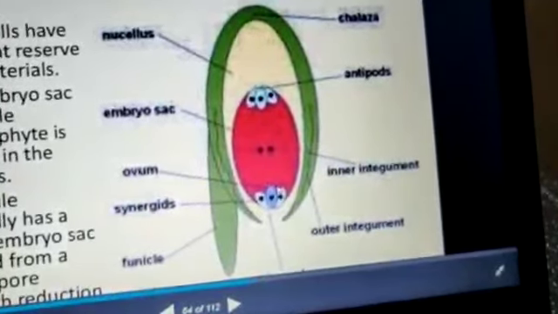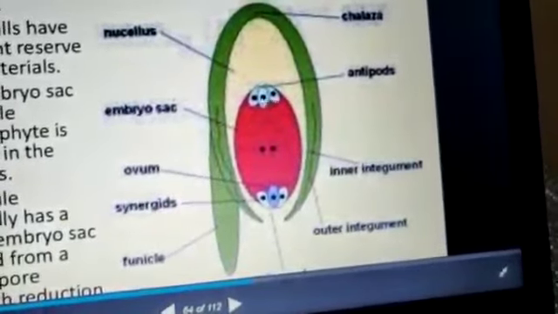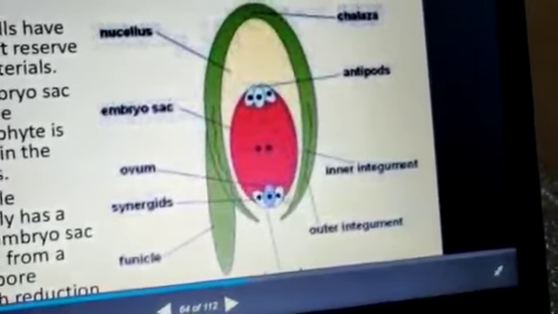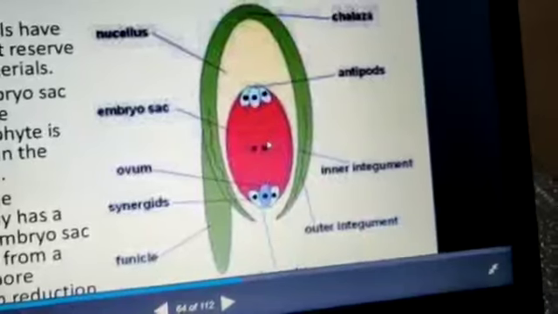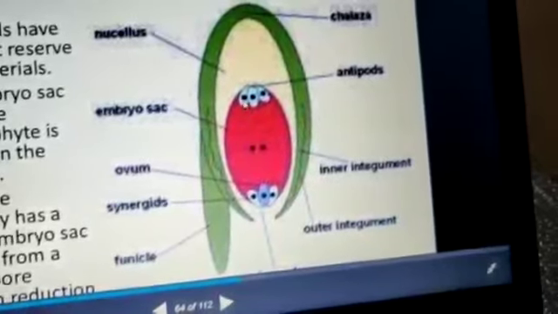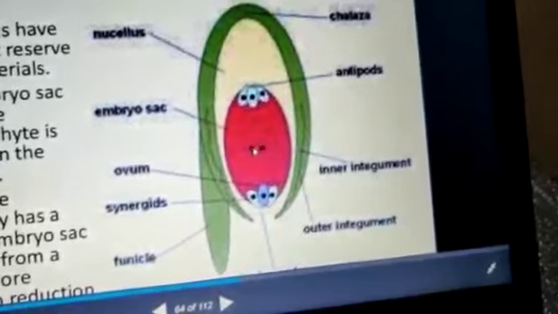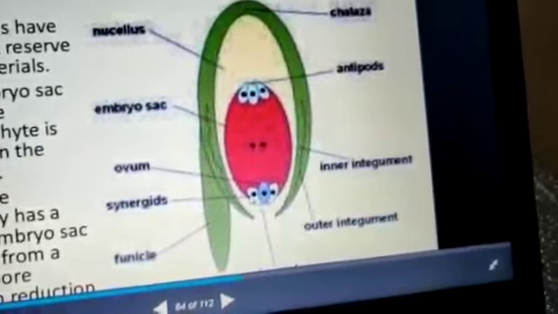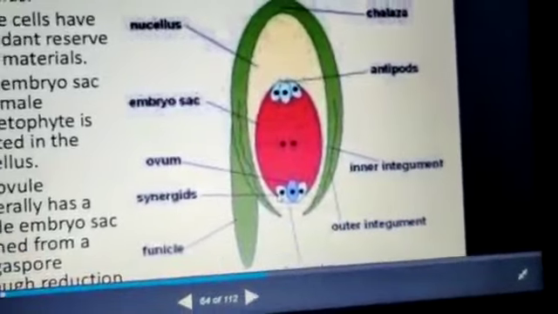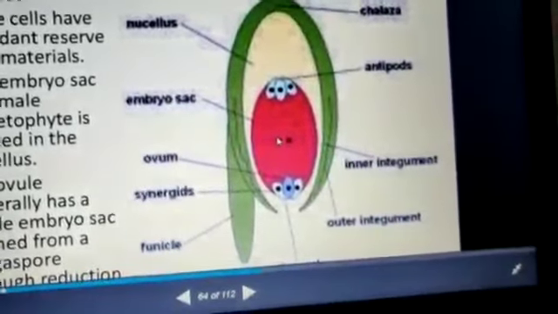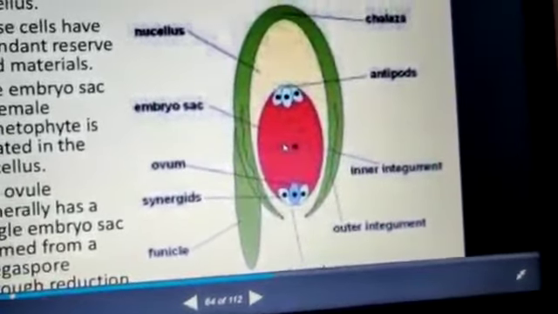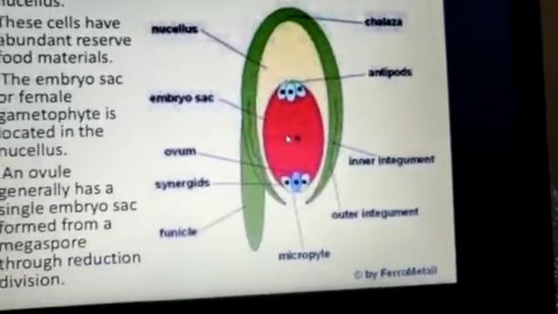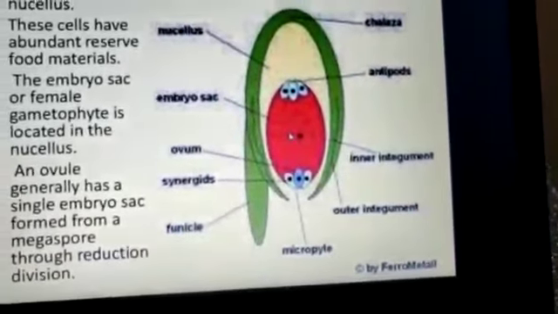Okay, so children, pay attention once again now. Antipodal cells, synergids, egg cell and polar nuclei. How many nuclei will we count? 1, 2, 3, 4, 5, 6, 7 and 8. Means 8 nucleated but 7 celled. Sometimes the question may be asked, why is the female embryo sac 7 celled, 8 nucleated.